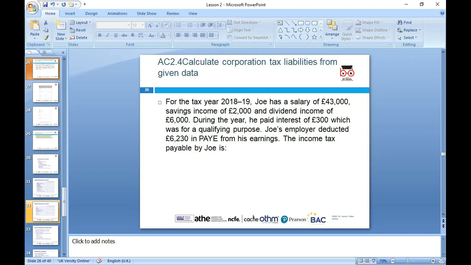The corporation tax is all about being registered. We can go further through this; it's quite mixed, because this unit covers personal tax and corporation tax, as they mention the income and the corporation as well. So Joe has a salary, saving and dividend. During the year, interest paid was for qualifying purposes. Joe's employer deducted tax under PAYE; from the net income, we can calculate the tax on it.